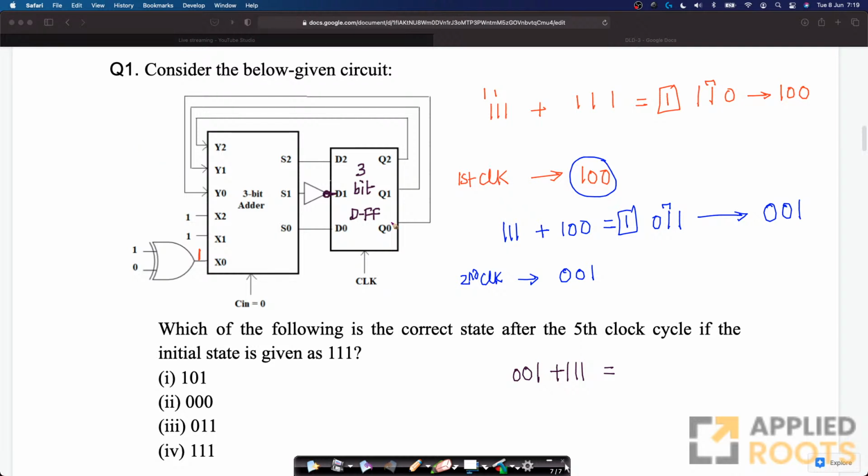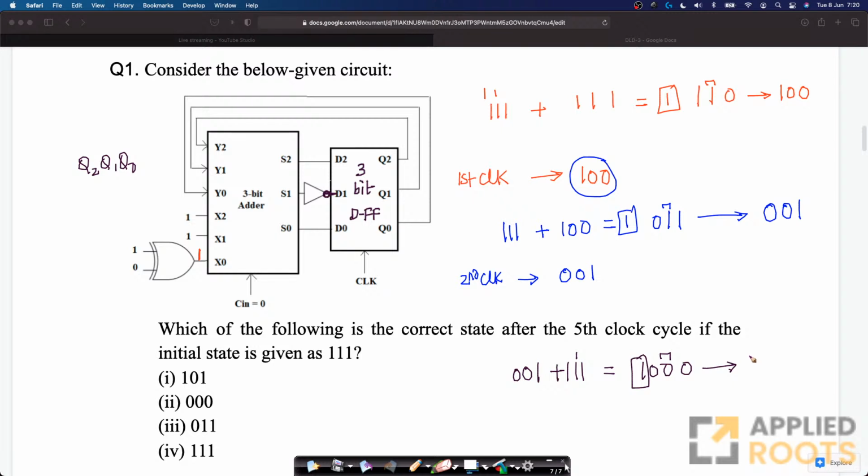You always have the 0th bit as Q0, first bit Q1, or if you're writing a number, it is Q2, Q1, Q0. That's a typical standard format that we apply always. Okay, so 001 plus 111. So this is going to be 1 plus 1 is 0, carry 1, 1, 1. Like this is 111 plus 1, right? So it's going to be 100, right? This anyway is going to get carried out, so we can ignore this.